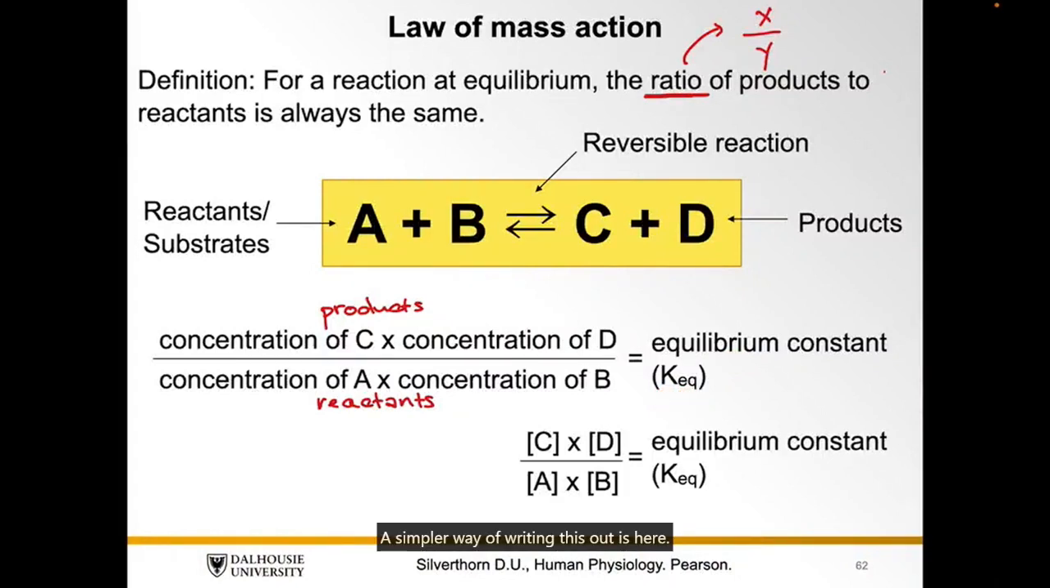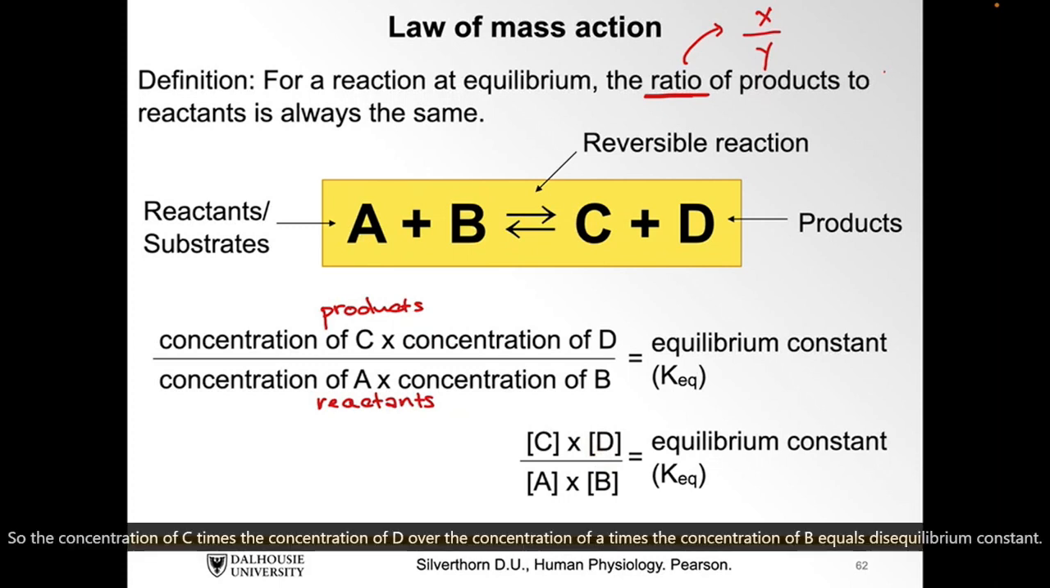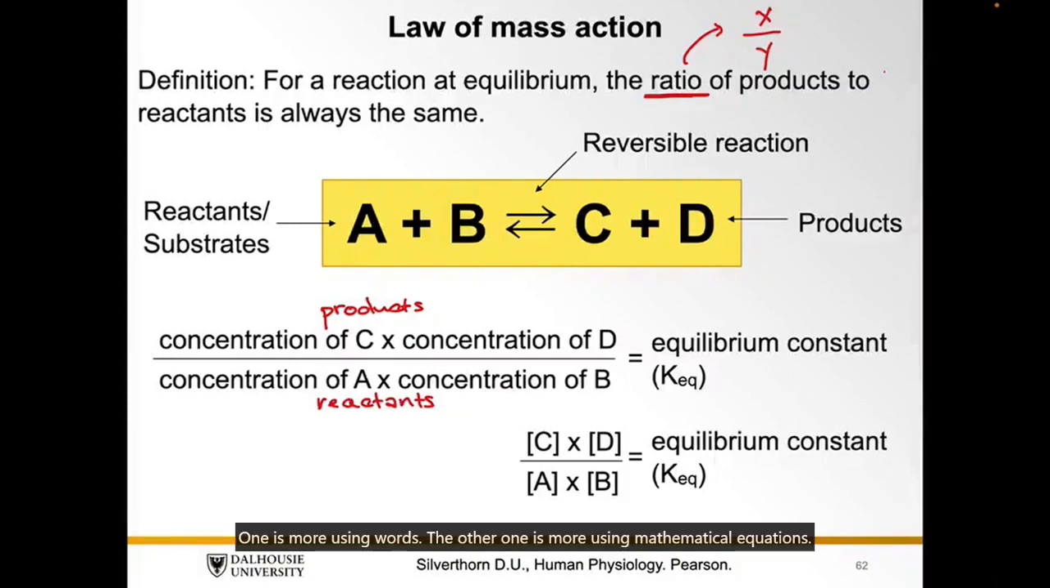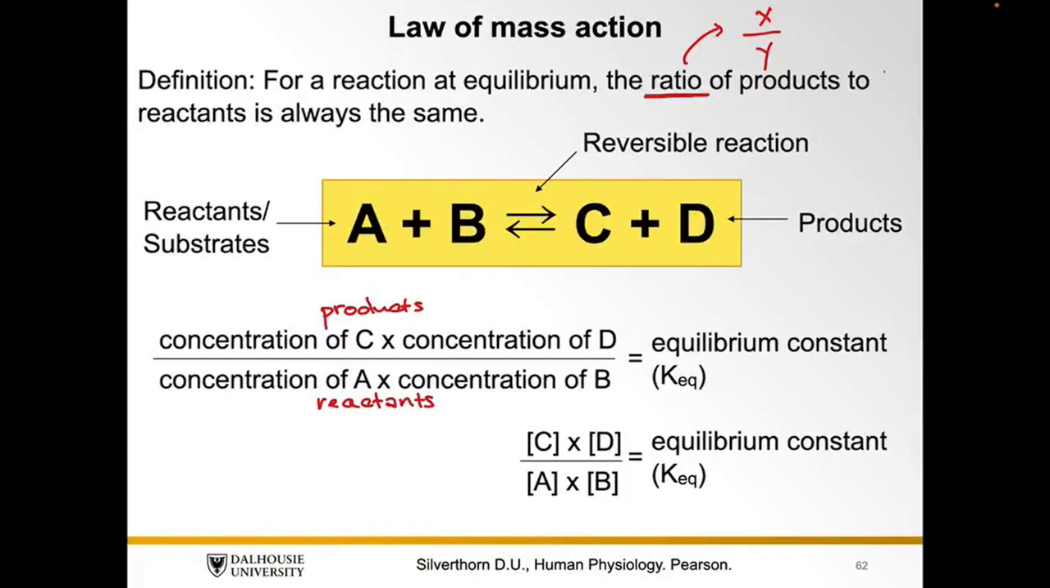A simpler way of writing this out is here. So using C and D in square brackets just means the concentration of, and same here. So the concentration of C times the concentration of D over the concentration of A times the concentration of B equals this equilibrium constant. So this slide and the previous slide do convey the same message. It's just two ways of looking at the same concept. One is more using words, the other one is more using mathematical equations.